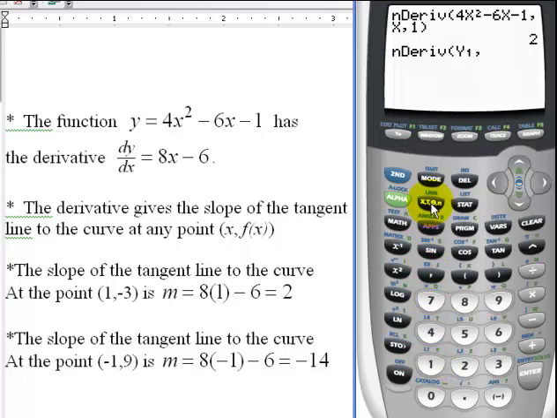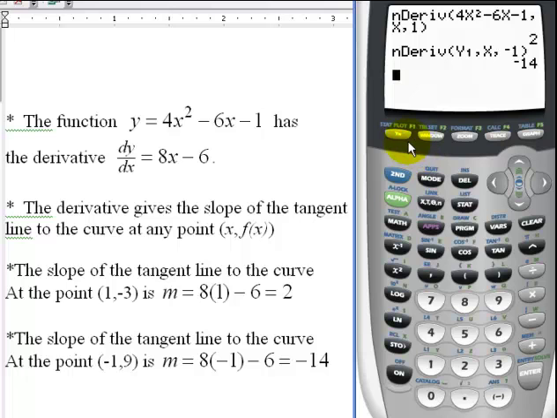I'm going to differentiate with respect to x, and then I'm going to find the derivative at negative 1 to verify our other example, which was negative 14, which is what we got down here. So graphically, under second trace, the calc menu, I can find a derivative, or numerically on my home screen, I can find a derivative in the two ways that I just illustrated.